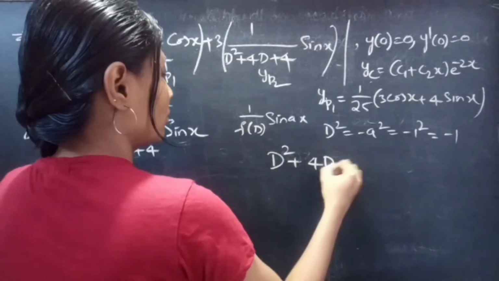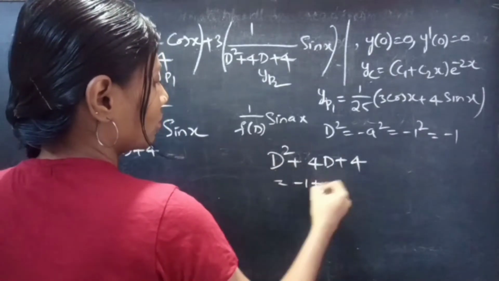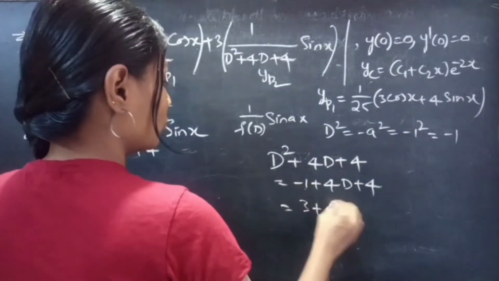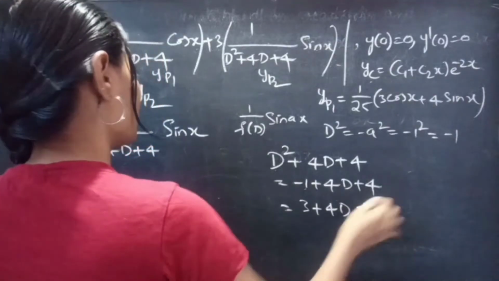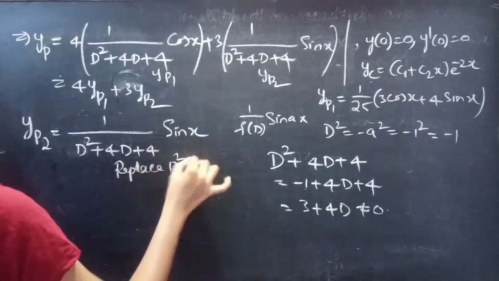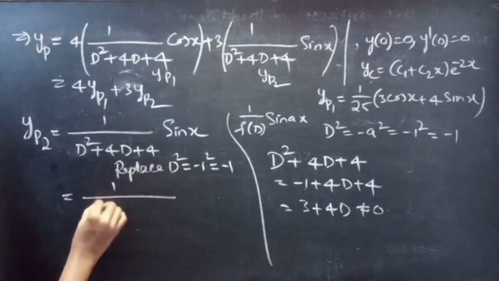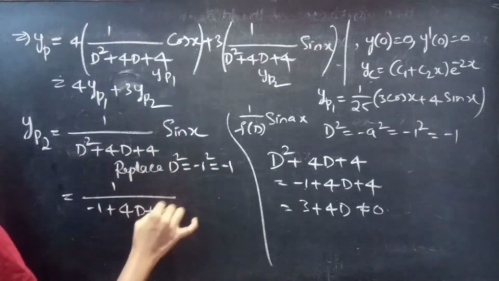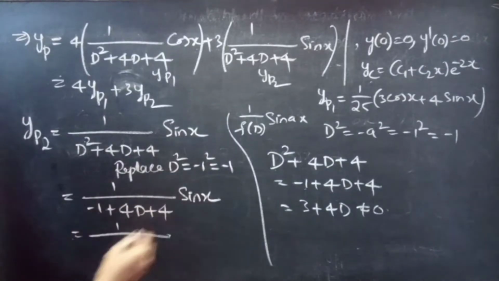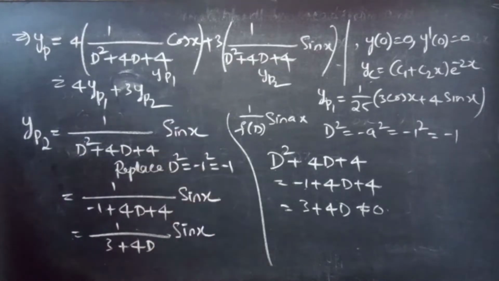So I'm taking the denominator part and let's replace D square by minus 1. Minus 1 plus 4 is 3 plus 4D, which is non-zero, right? So let's replace D square by minus 1 square, equals minus 1. Equals 1 by minus 1 plus 4D plus 4 into sin x, equals 1 by 3 plus 4D into sin x.